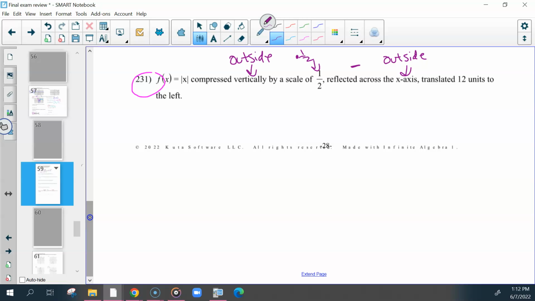And then translate it 12 units to the left. Left is a horizontal transformation, so that is inside. But inside things don't do what you expect them to. So if you were thinking, well, I'm moving to the left, so that has to be a negative, it's really negative, negative. So this is going to be a plus 12 on the inside.